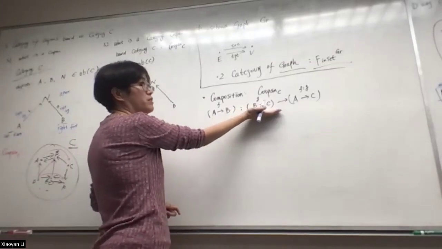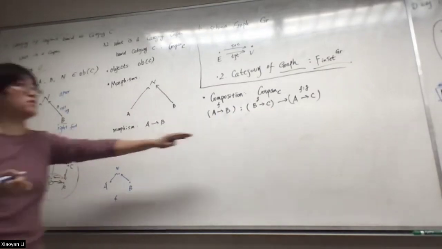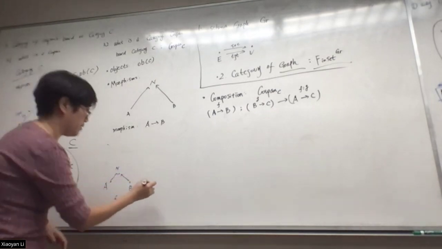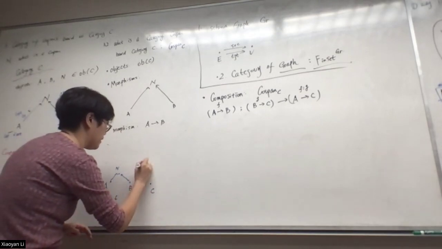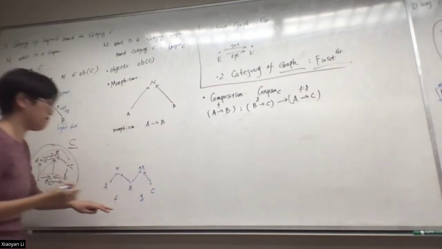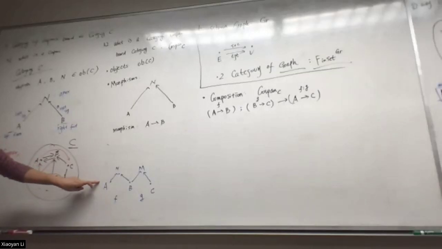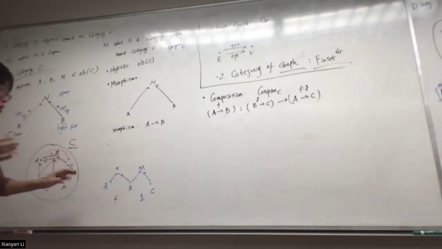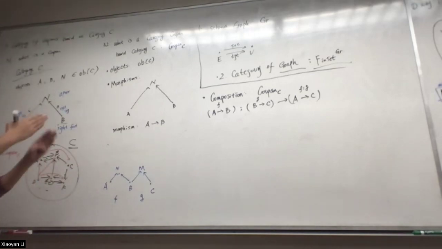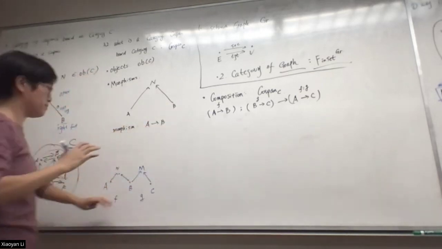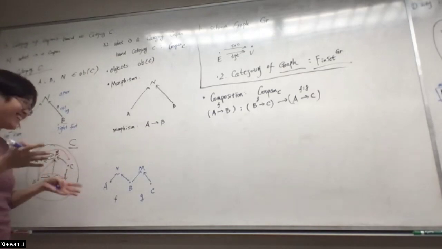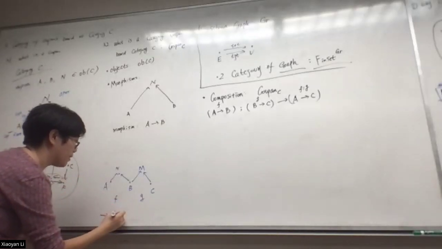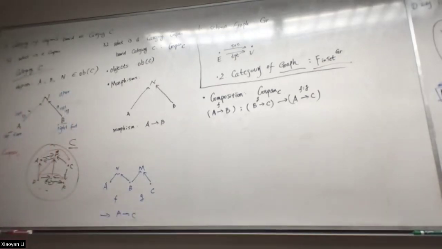Can anyone tell me what this morphism J is? It has the same target, M, because it's a Cospan. So it's B to C with apex M, right? So this is the morphism G. Now we have a morphism A to B and a morphism B to C in category Cospan C. But what we want to construct is the composition of the morphisms in category Cospan C, right? So what we want to get is a morphism from A to C.